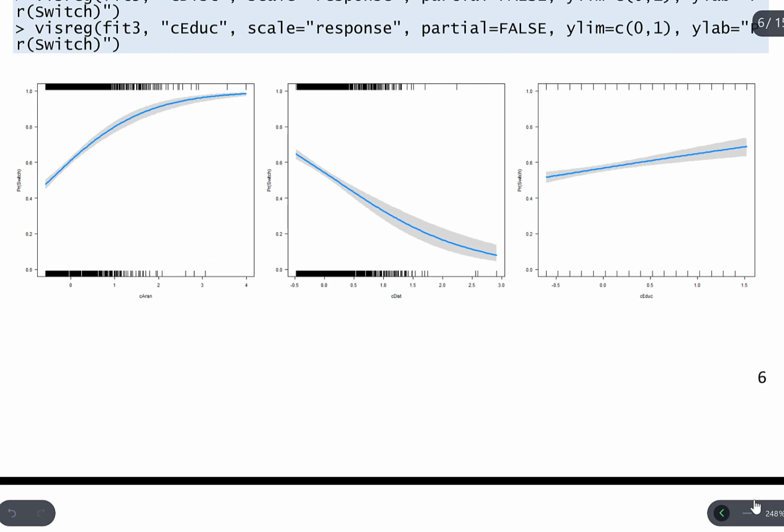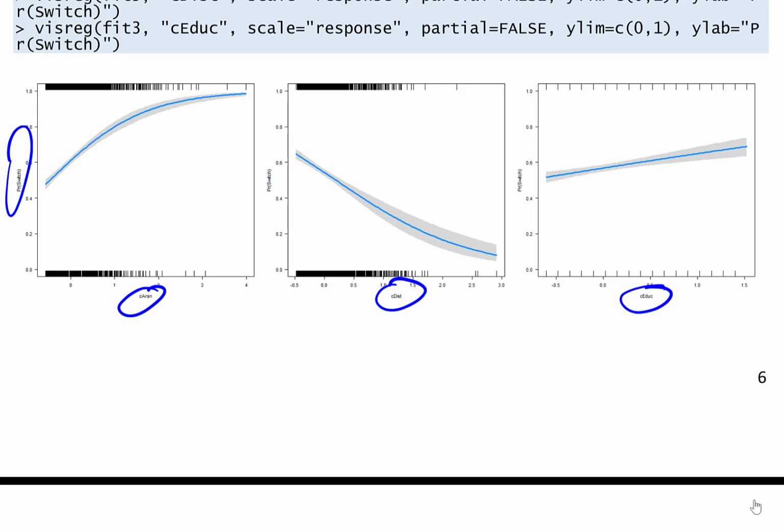So you'll notice what we've got here on the y-axis is the probability of switch, and then along the x-axis we have arsenic, distance, and education. So what we can see here is that as the distance increases, we are seeing a decrease in the probability of switching. For arsenic, we can see as arsenic increases, we also see the probability of switching increases. And then for education, we see that as education increases, so does the probability of switching, but we notice that this increase isn't as sharp as it would be for, let's say, distance or arsenic.